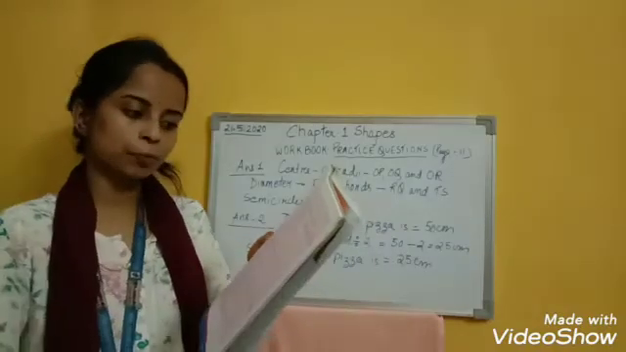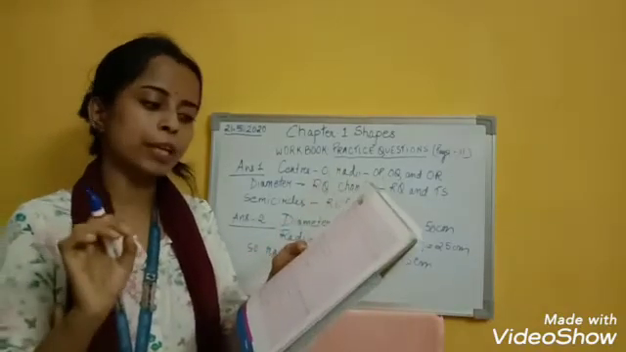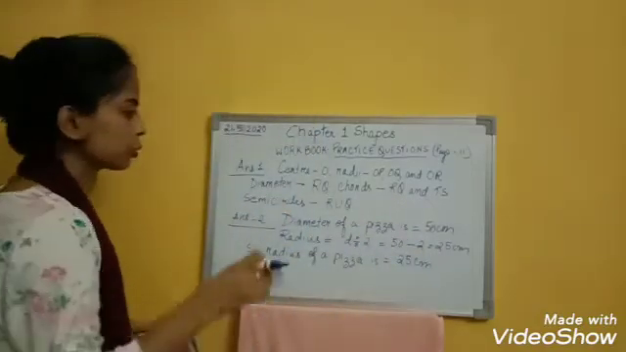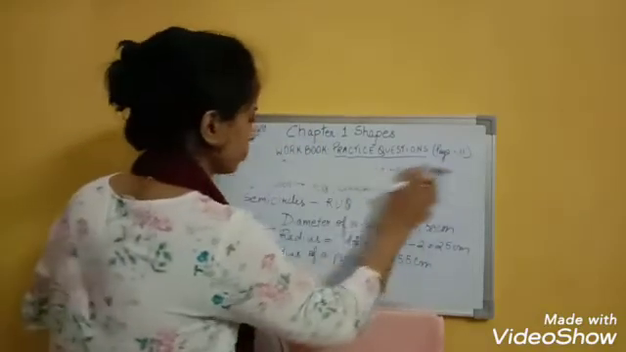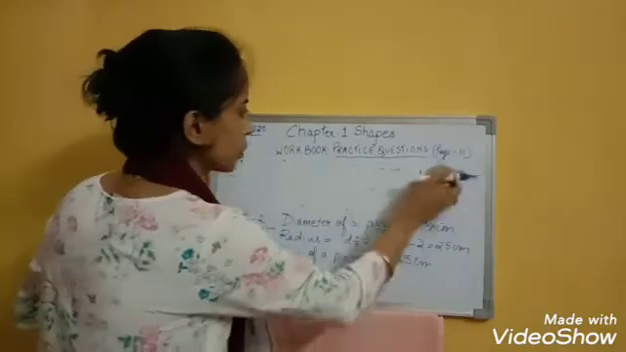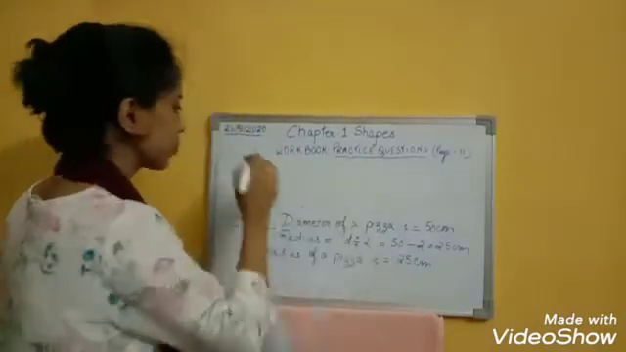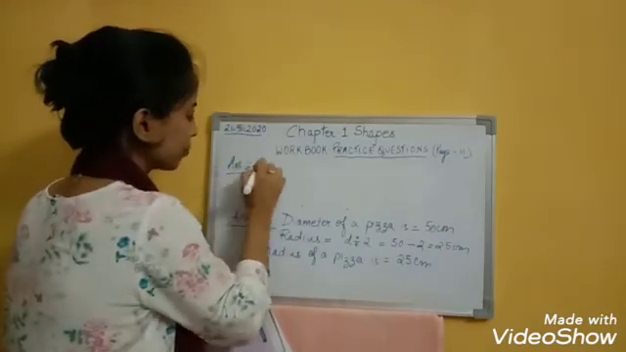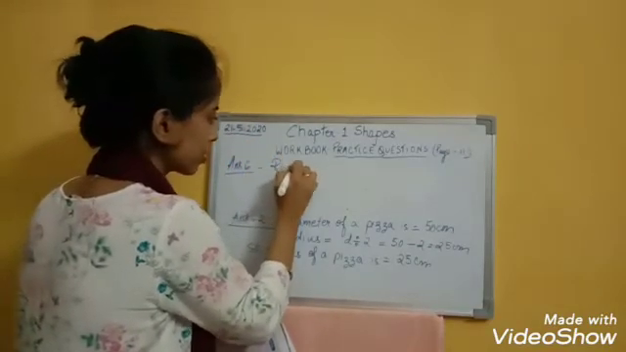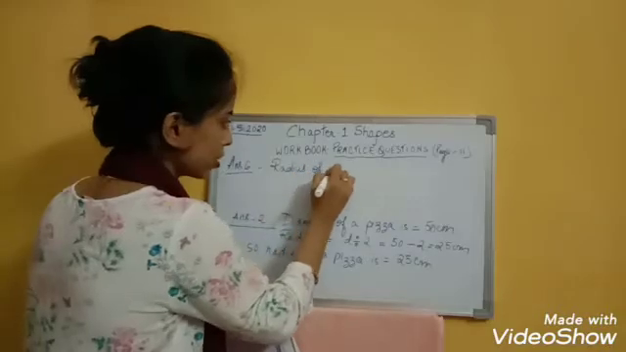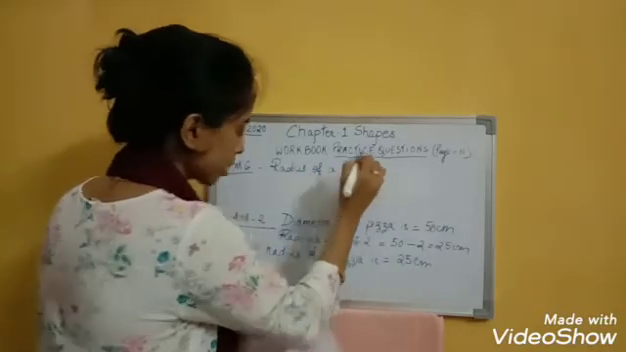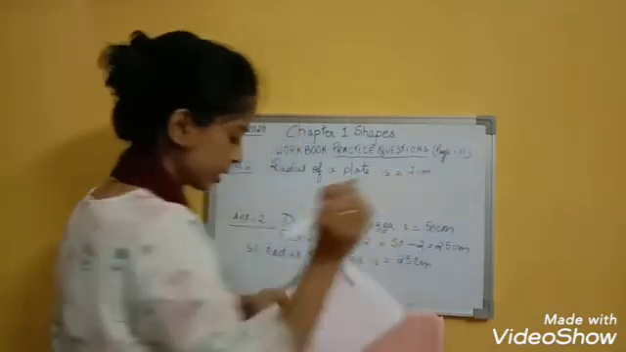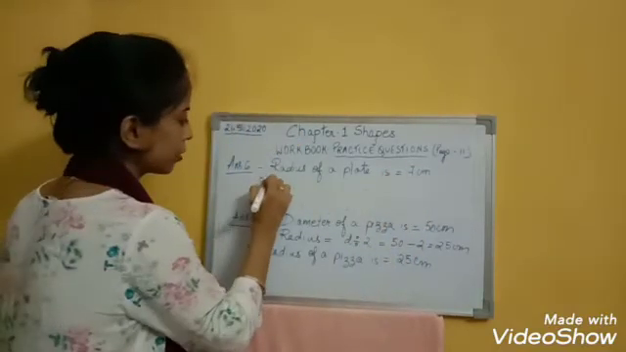Come to question number 6. If the radius of a plate is 7 centimeter, what is its diameter? Sorry, it's a 6. Radius of a plate is equal to 7 cm. What is its diameter?